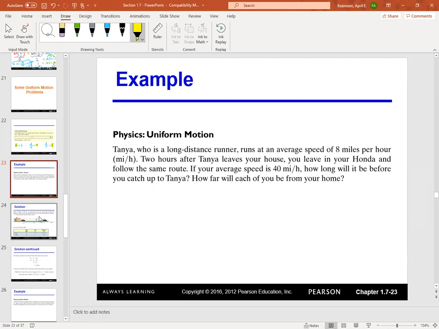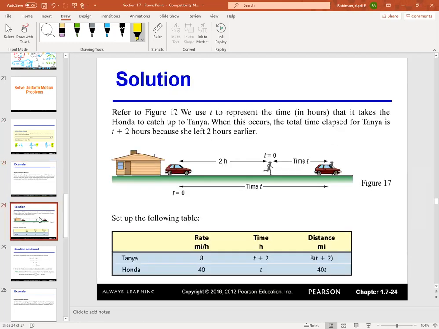Now the next slide shows a lovely picture of the house, Tanya running, and then there's the Honda. That doesn't look like a Honda to me, but okay. And up here, you catch up to Tanya. Okay.